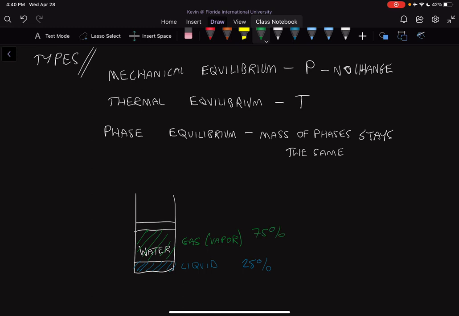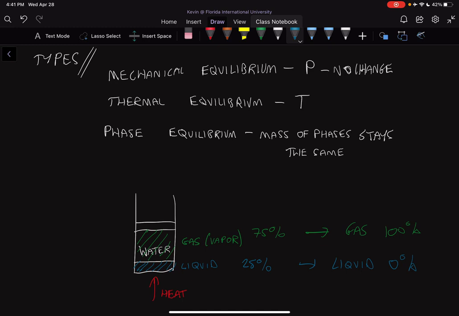Now, over time, if you start heating this water more, so if you add heat to the water, what's going to happen is the gas might go to 100%. And liquid will become 0%. And there we see that we have a change in phase equilibrium that's going to happen slowly.